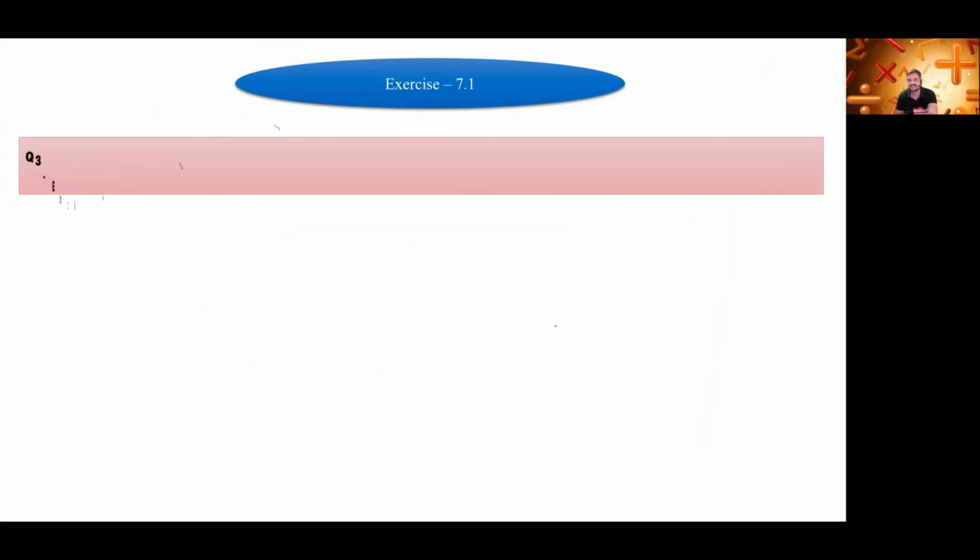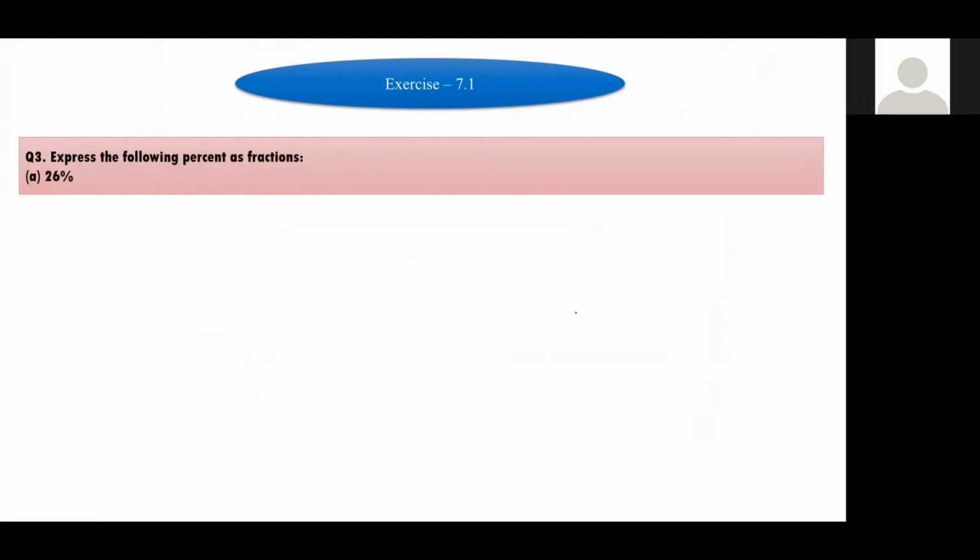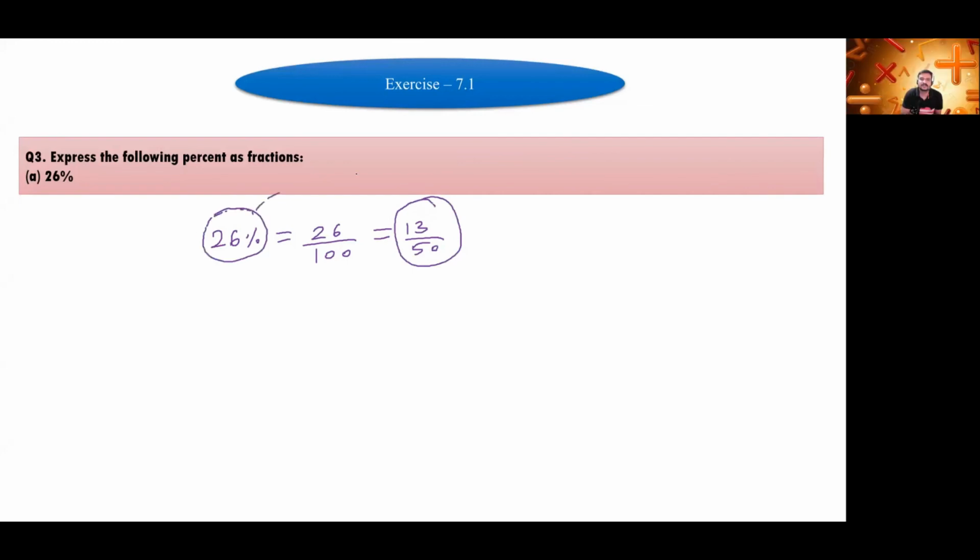Okay, Palak, next one. Yes, sir. Express the following percent as fractions. It is 26%, so we divide by 100. 26 upon 100, and dividing by 2, 13 upon 50 is the answer. So 26% in terms of fraction comes to 13 upon 50. Yes.